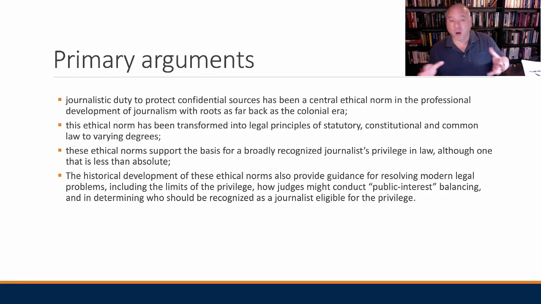So the primary arguments that I came up with through this legal historical research: the journalistic duty to protect confidential sources has been a central ethical norm in the professional development of journalism, with roots as far back as the colonial era. This ethical norm has been transformed into legal principles of statutory, constitutional, and common law to varying degrees. These ethical norms support the basis for a broadly recognized journalist privilege in law, although one that is less than absolute. And fourth, the historical development of these ethical norms also provides guidance for resolving modern legal problems, including the limits of the privilege, how judges might conduct public interest balancing, and in determining who should be recognized as a journalist eligible for the privilege.